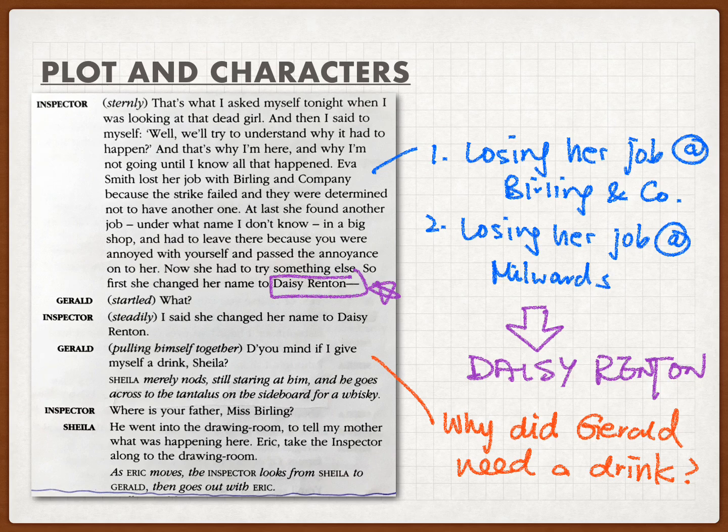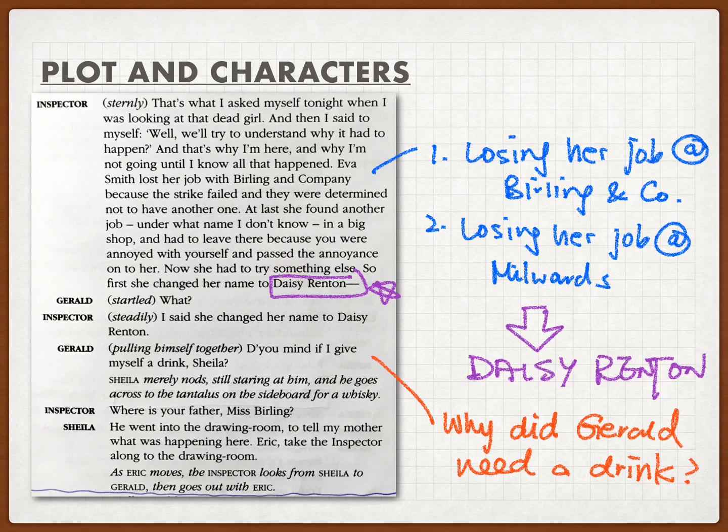And the second time, she lost another job at Millwards. So any shop similar to Millwards would definitely not hire Eva Smith again. So to Eva, she really had no more chance to get a stable job or a decent job, and so she had to change her name to Daisy Renton. And when the inspector mentioned Daisy Renton, Gerald was shocked. He said he didn't know Eva Smith, but when Daisy Renton was mentioned, he was shocked. What does it mean? And Gerald needed wine to calm himself.